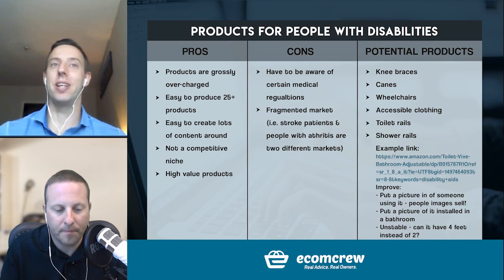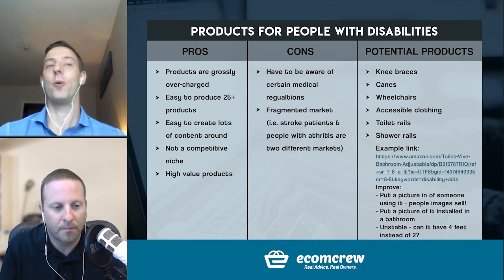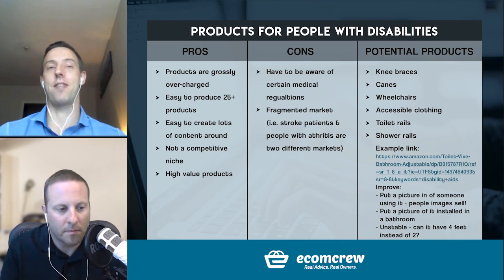And these are all really unsexy things. That's what makes it a great category, because most people are going after the really fancy products that everybody wants to be around. Things like drones and iPhone cases. But the unsexy categories tend to be the really profitable ones.